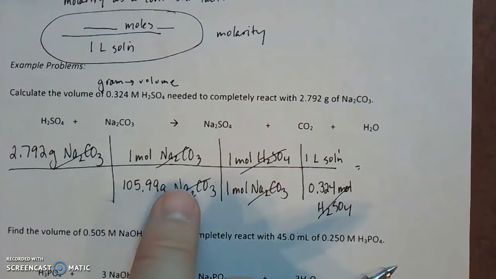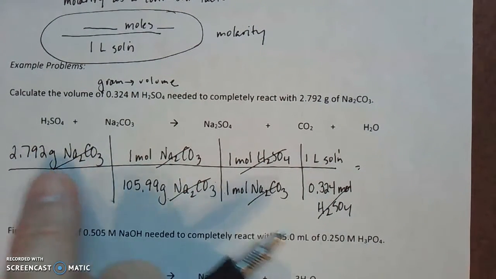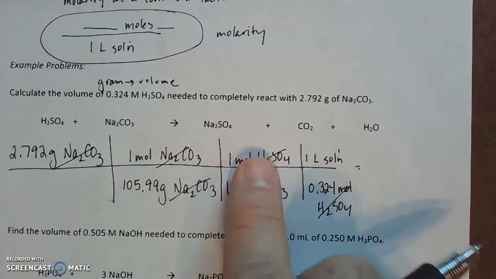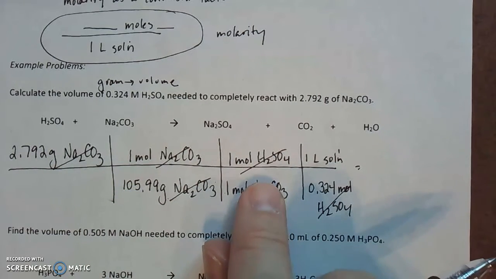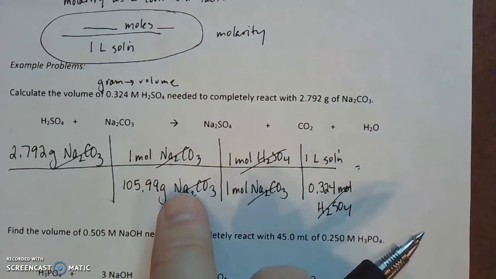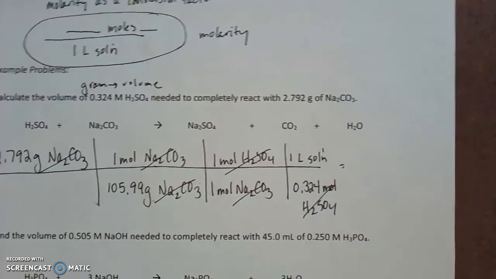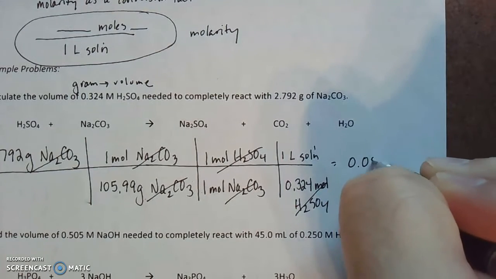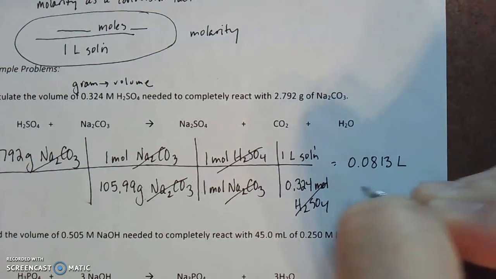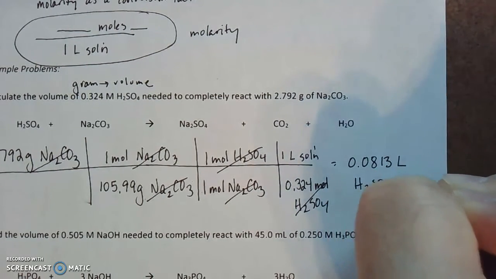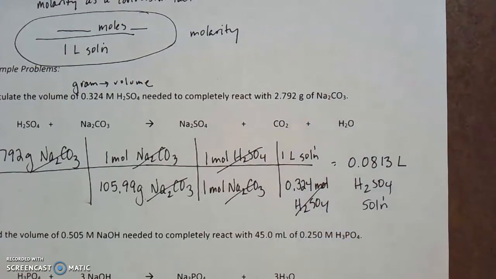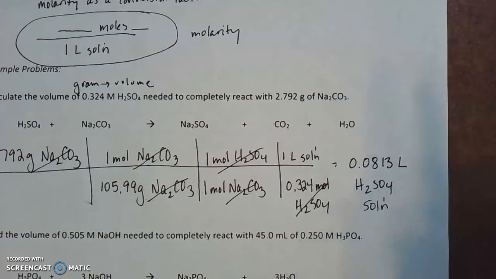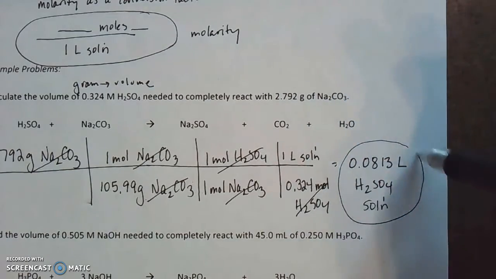Now I'm just going to do the math. So 2.792 divided by 105.99, hit equals. Our mole ratio is 1-to-1, so we don't have to worry about that. So then we just have to divide that answer by 0.324, round it to 3 significant figures, and we get 0.0813 liters of H2SO4 solution. Now it asks for milliliters. You'd have to multiply that by 1,000. So we did 81.3. That is our answer.